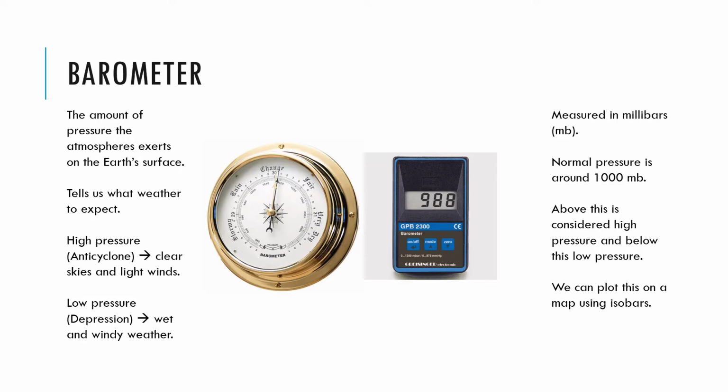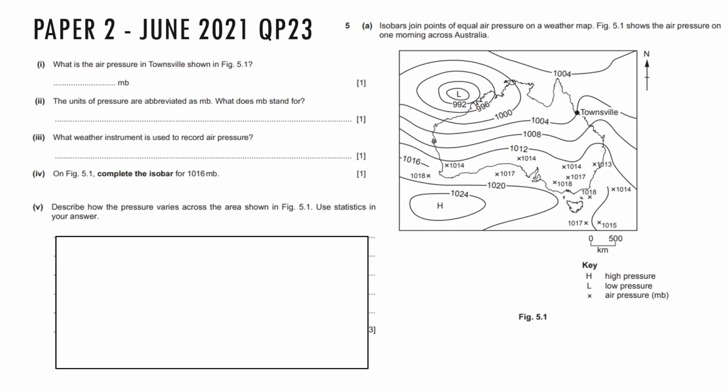Now we can plot these points on a map using isobars, and isobars are a bit like contour lines. Whereas contour lines join points of equal height, isobars join points of equal pressure. Here is an example of isobars on the right hand side. You can see if I follow that line around, the pressure would be 1004, 1008, 1012. So, nice skills question. What is the air pressure in Townsville shown in figure 5.1? Well, find Townsville, follow the line, because it's joined to find out whatever that value is. Remember, isobars join points of equal pressure, so 1004.